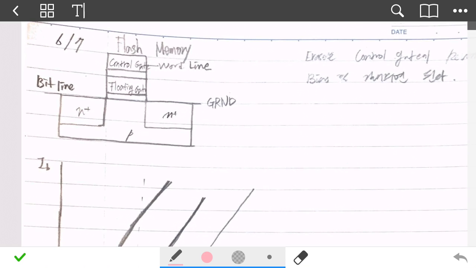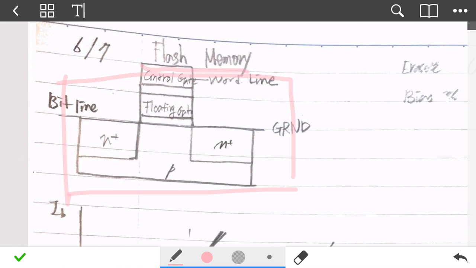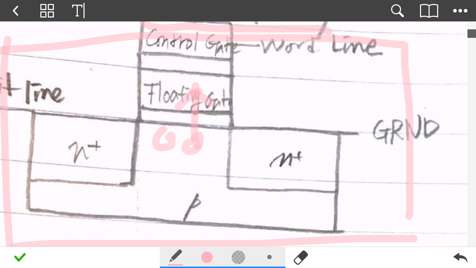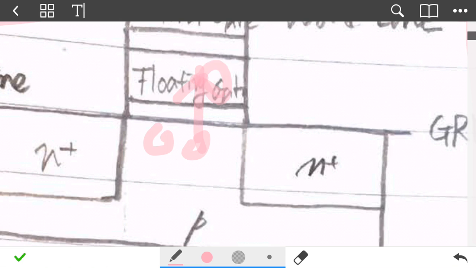First, we learned about flash memory. This figure is floating gate architecture flash memory. Floating gate memory is the initial design method of the flash memory. When writing data, electrons move to the floating gate like this. And when erasing data, applying reverse bias moves electrons to the body like this.